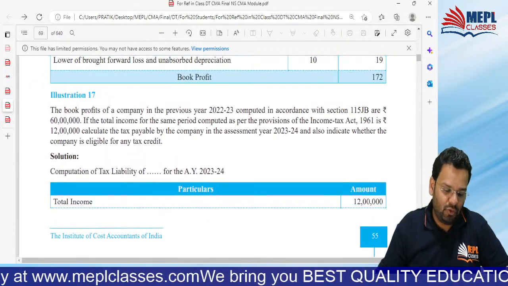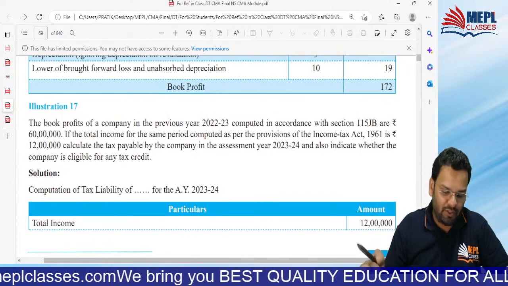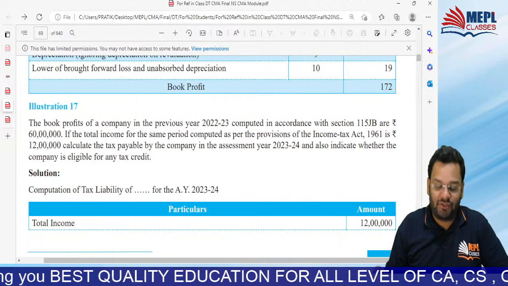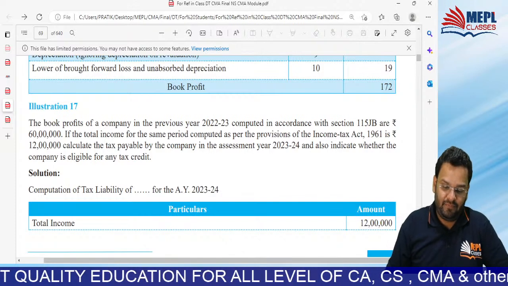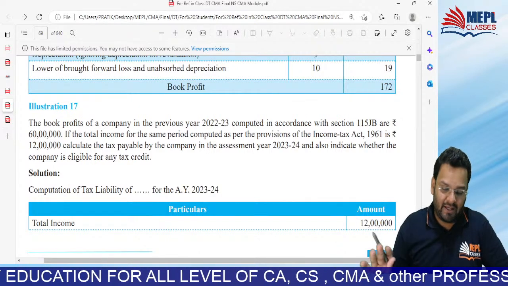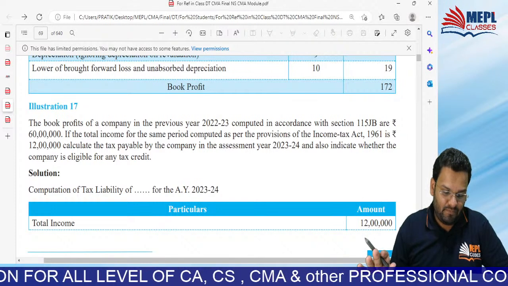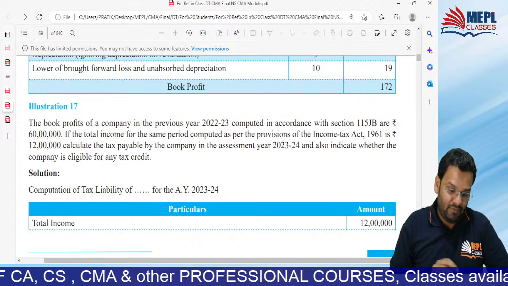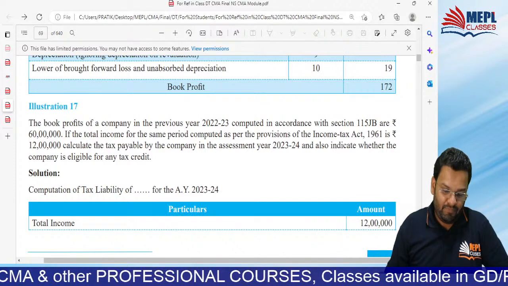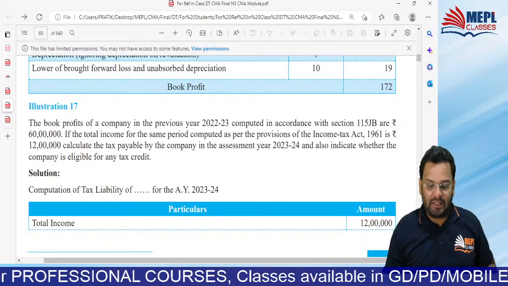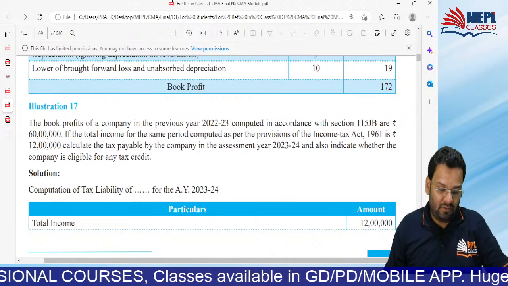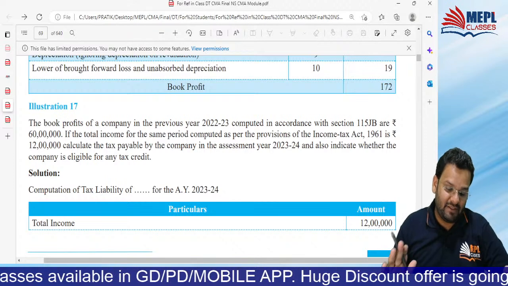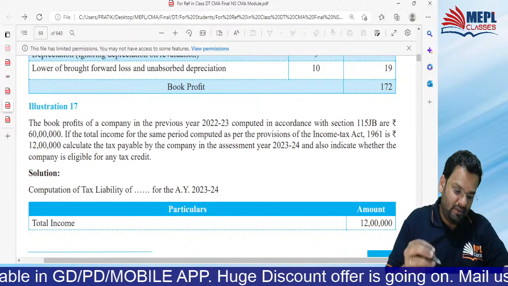Yes, so 17th question, very straightforward question. Book profits of company is 60 lakhs. Total income is 12 lakhs. You are required to calculate tax payable, and you have to also check whether there is any tax credit. Let's do it.